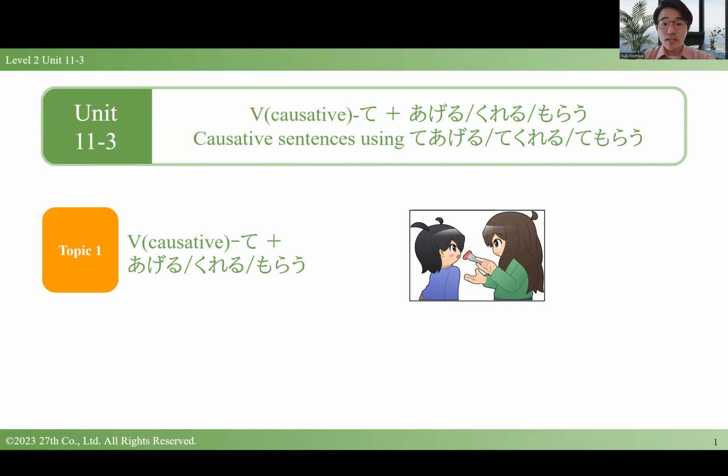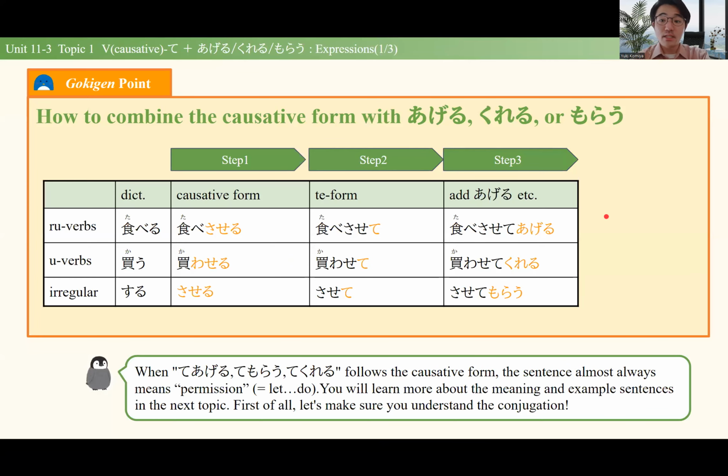Today, we're going to learn how to use the verb causative forms with あげる, くれる, もらう. If you remember, these are the giving and receiving verbs. We're going to talk about what those sentences mean in a short time, but first, let's look at the conjugation.